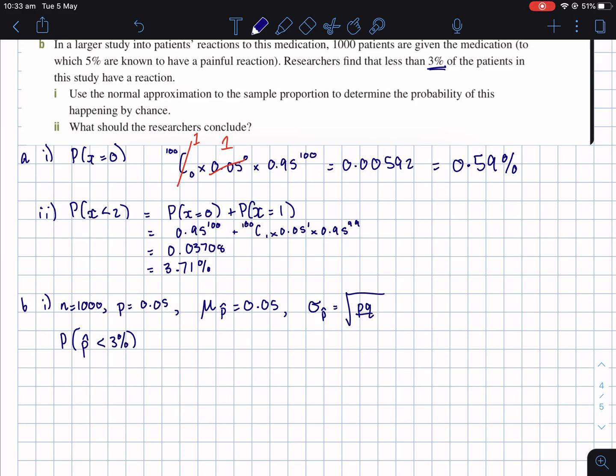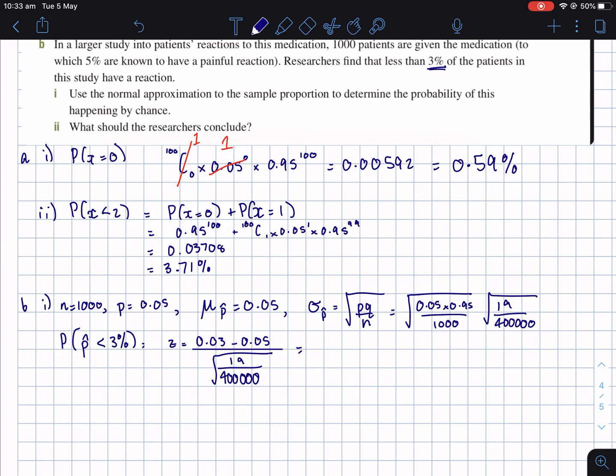And we know the standard deviation for the population proportions. It's the square root of PQ over N. I'm writing it out every time to try and drill it into my brain. 0.05 times 0.95, and we've got 1,000 people. So it's the square root of 19 over 400,000. So let's find the z-score of this. We're standardizing it so we can just look it up in a normal table. So we're hoping for 3%. That's 0.03 minus the mean, 0.05, over the standard deviation, square root of 19 over 400,000, which gives us negative 2 point, oh, this is pretty unlikely.